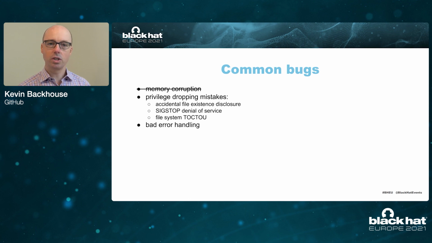File system time of check, time of use vulnerabilities are another similar kind of bug. But the two most serious bugs that I've found have both been caused by bad error handling. In both cases, that led to local privilege escalation, and those are the demos that I'm going to show you in a minute.